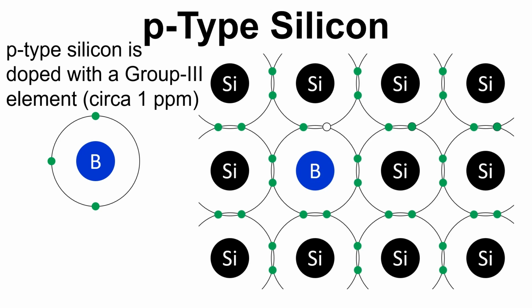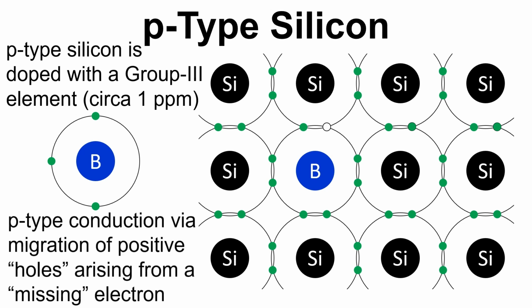So if we draw this structure again, the boron only has 3 outer electrons, which again it shares with the silicon surrounding it to form covalent bonds, but there's 1 electron missing that forms what we refer to as a hole. So this hole arises from the missing electron and is almost like a positive charge that sits there, and electrons can then hop into that vacant space. And this is the way that p-type silicon actually conducts electricity, through the migration of these positive holes.